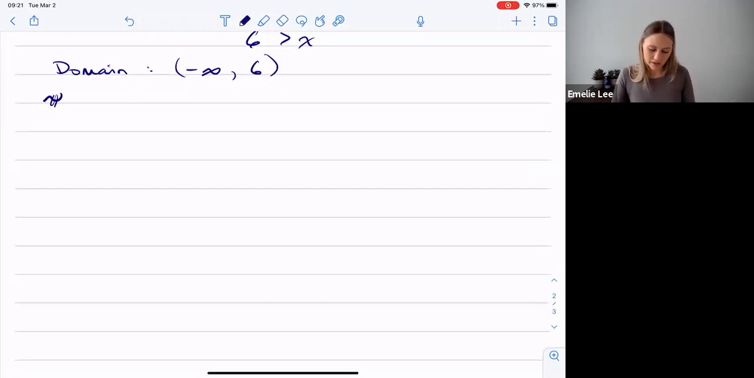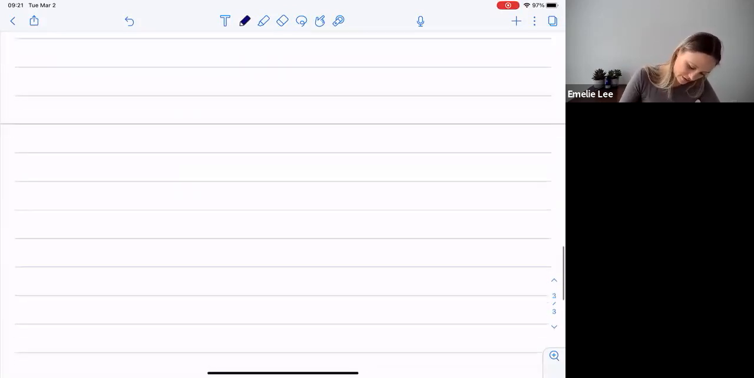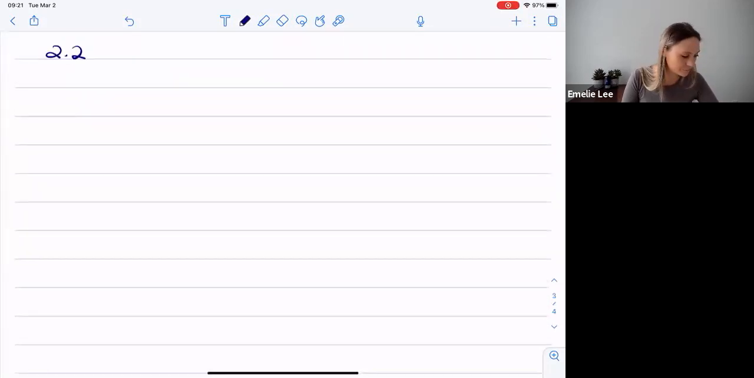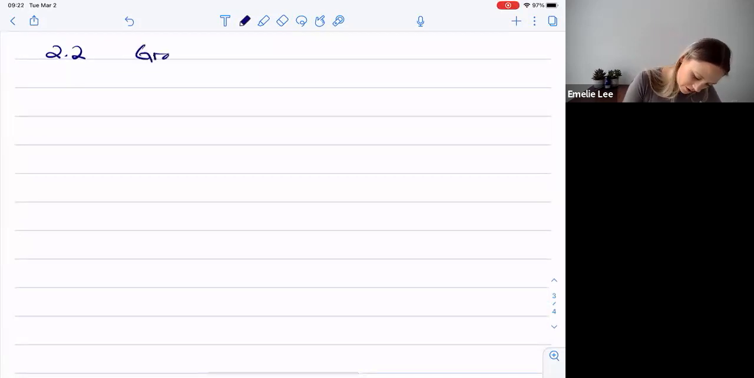So, talking about functions, in section 2.2, we're going to talk about some graphs of functions. Let's see here. 2.2, I'll put it on a fresh page, how about? 2.2 is called graphs of functions.